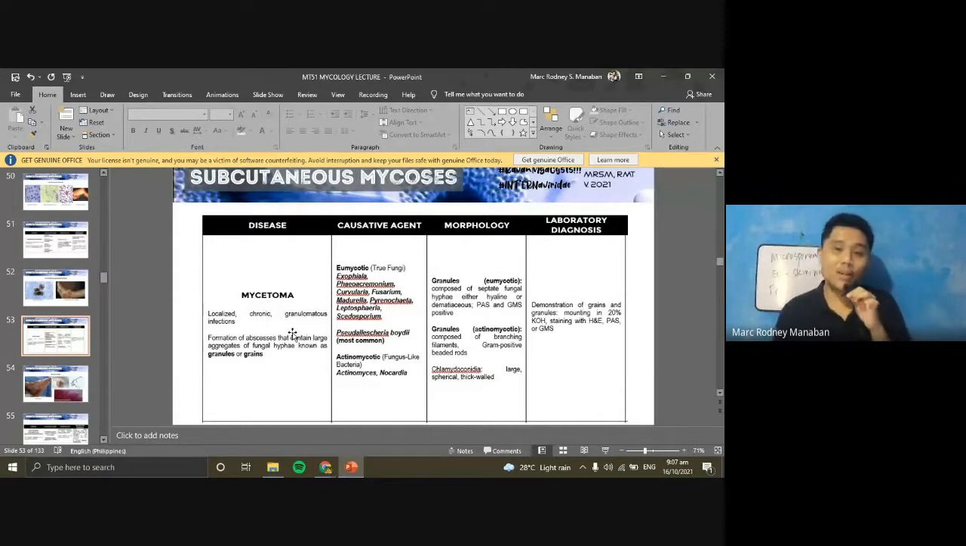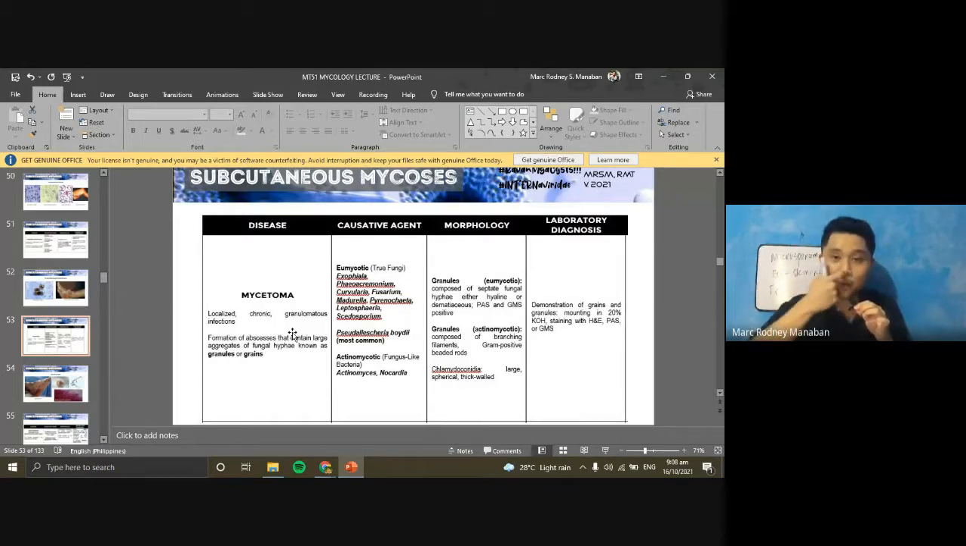Fungus-like bacteria are filamentous bacteria. They are bacteria, but their appearance looks like fungi. Their Gram stain shows filaments, and their colonies look similar to fungi. Take note of that; I hope you remember this from before. Eumycotic, as the name itself says, is caused by true fungi.